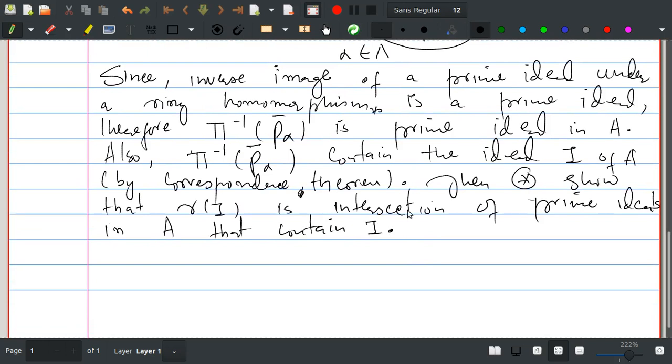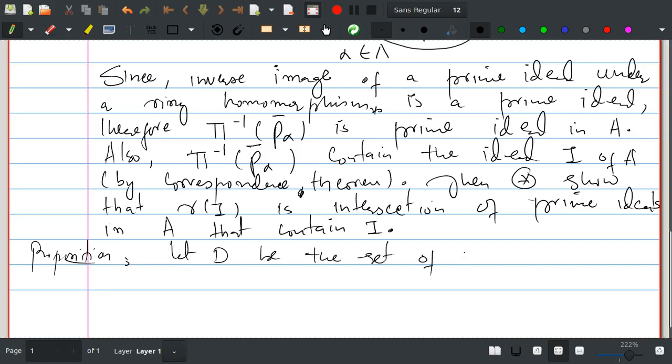Now there is another small result. So we have this proposition. Let D be the set of zero divisors in a ring A.